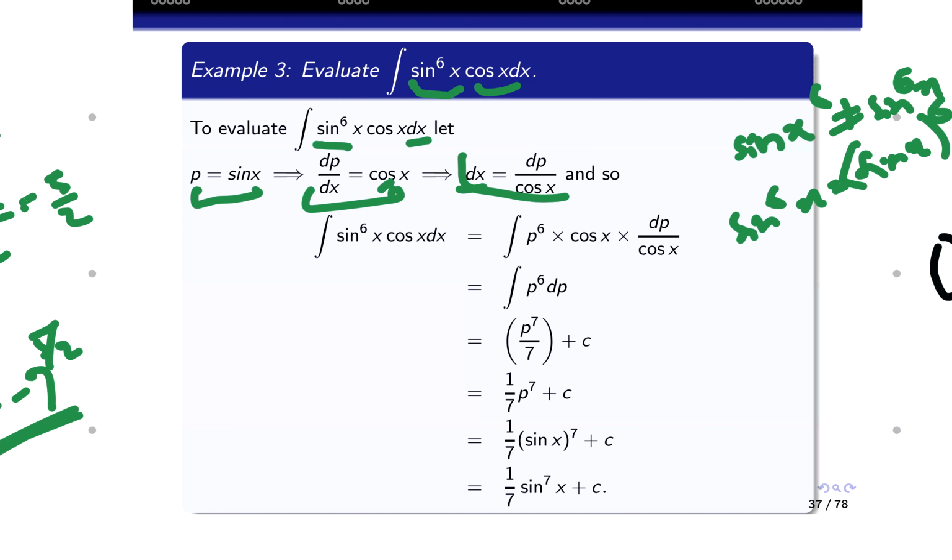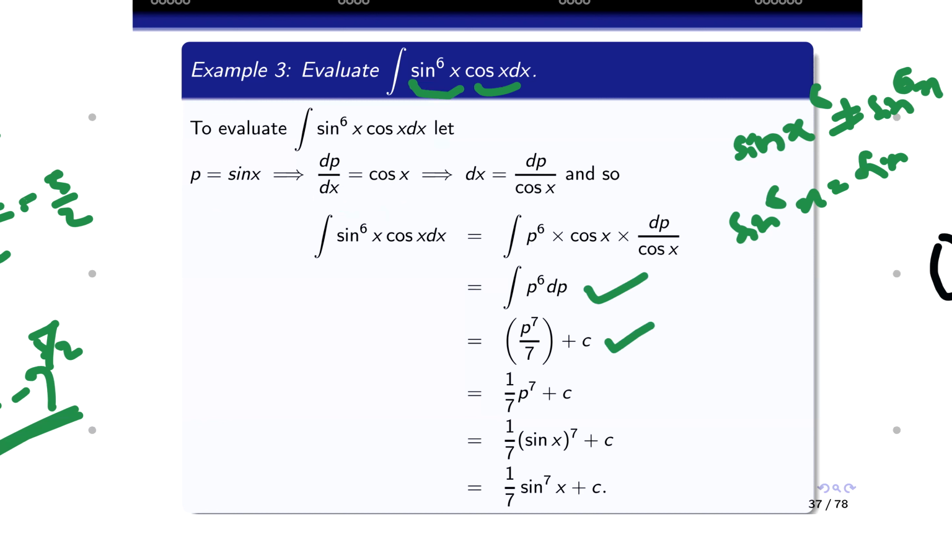What else do we have? Okay, for cos x, you don't have to worry because you already have cos x and it will cancel out. So you come back and have integral sine x raised to power 6, that's p raised to power 6. The cos x that was there is still here. Then the dx is dp over cos x. So cos x cancels cos x, makes life easy. So you have this integral p raised to power 6 dp. So you can easily integrate that to be p raised to power 7 over 7 plus c. And that is 1 over 7 p raised to power 7 plus c.